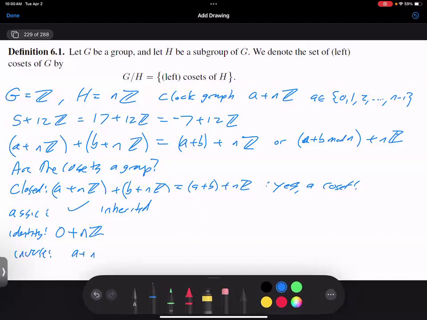If I give you a plus nZ, what would be its inverse? You could do minus a, but I think there's a better way of writing minus a. I would rather write it as n minus a, and that way I can take all of my coset representatives to be from 0 to n minus 1. And so here, it turns out that it is a group. And then the question is, is it always a group?